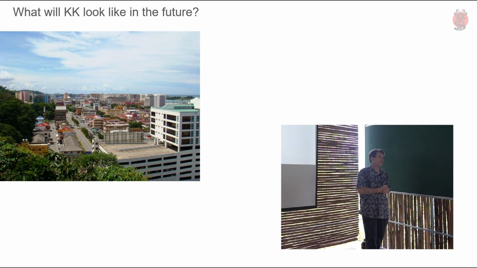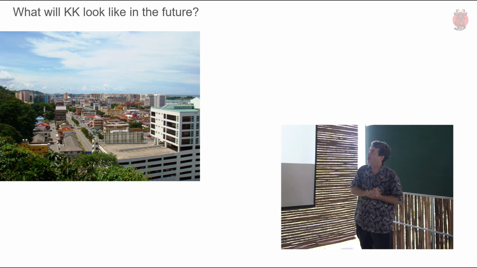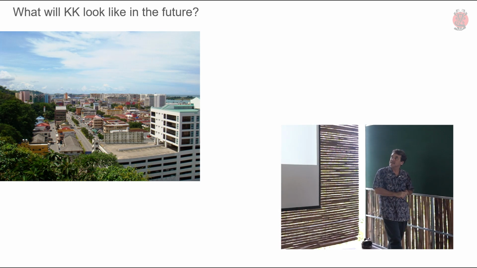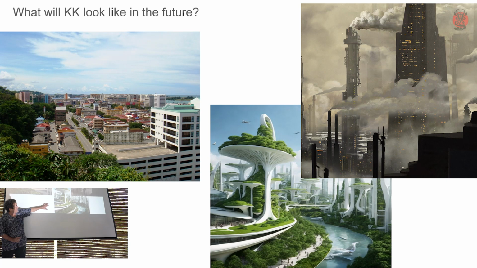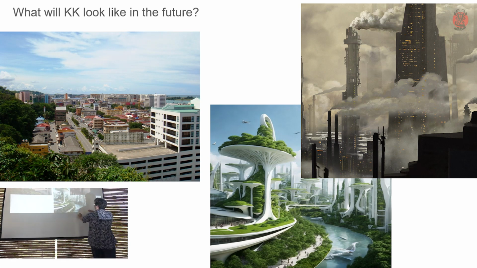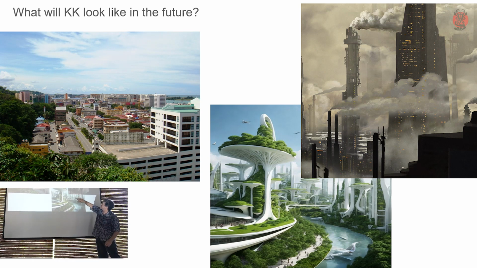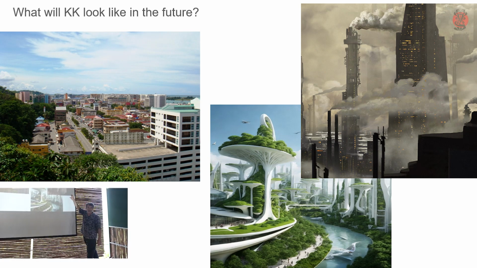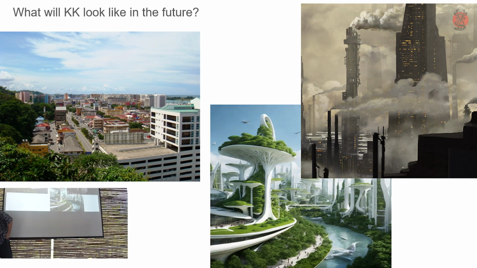If I asked you to draw what KK would look like in the future. If you're an optimist, you might draw something like this: a futuristic city, lots of green areas, flying cars, etc. If you're a pessimist, you might draw something like this. If you're a realist, you'd probably draw that. Okay? That we probably won't see significant changes.